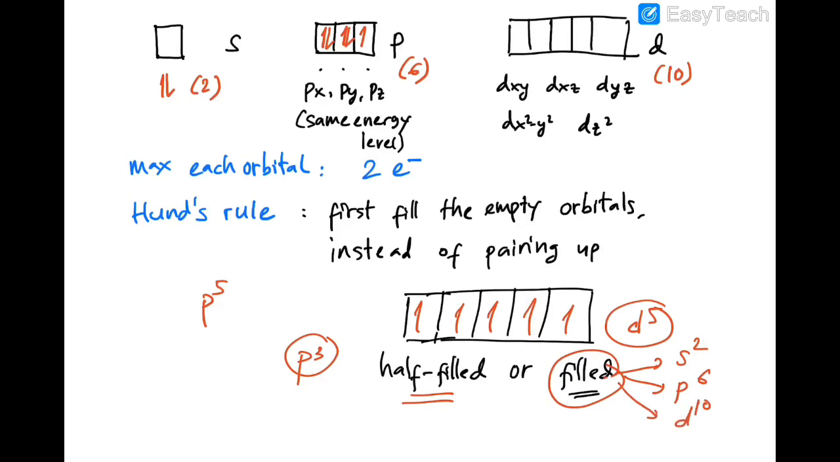What is important to remember is that when the electrons are in half-filled configurations inside the orbitals, this causes an increase in stability.